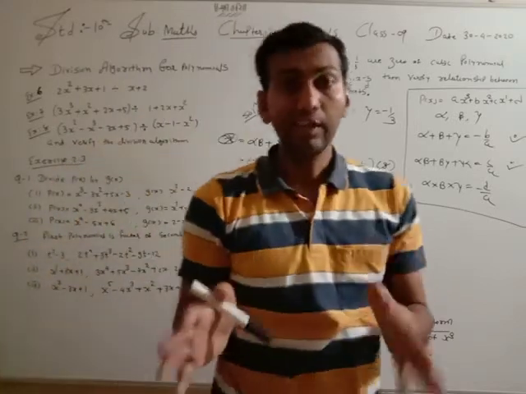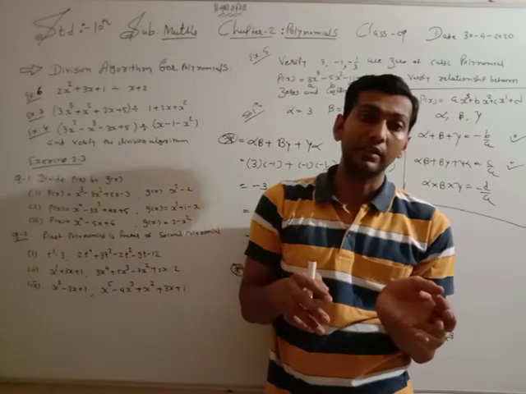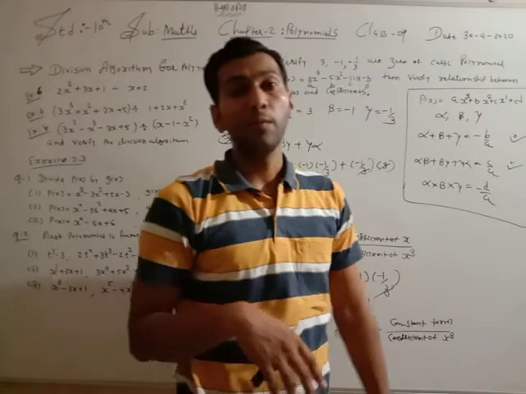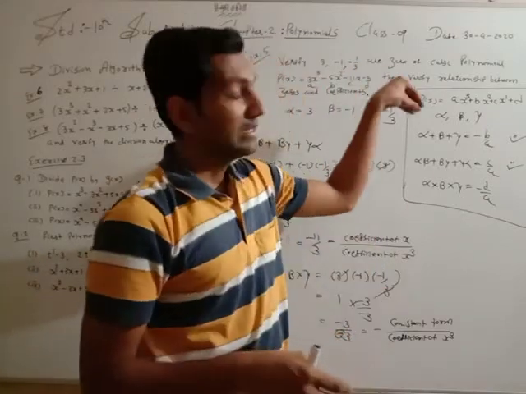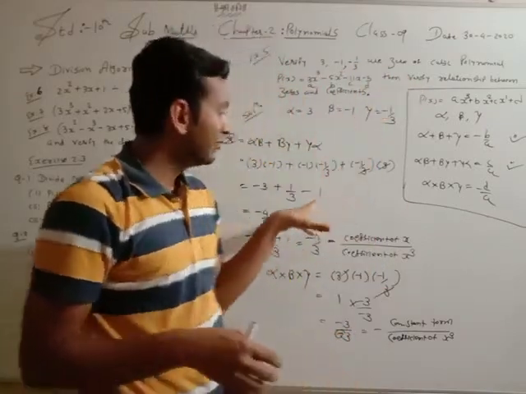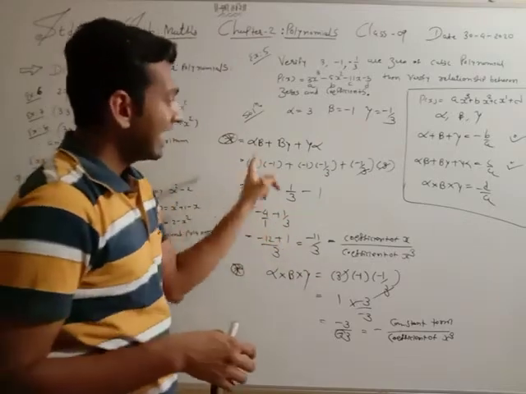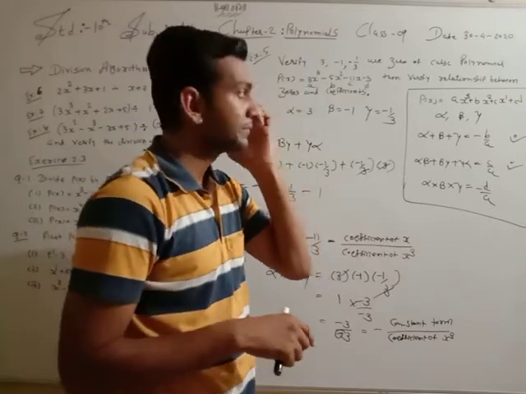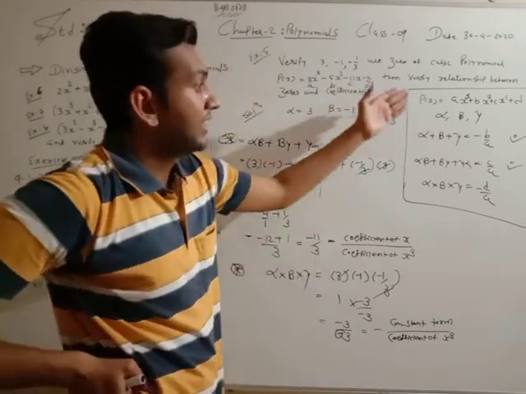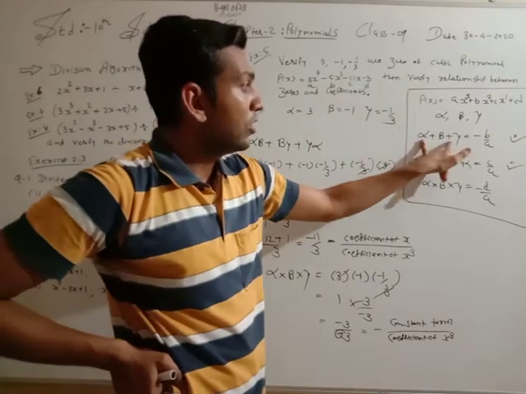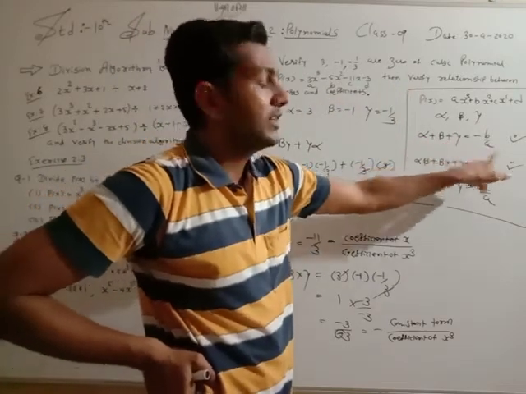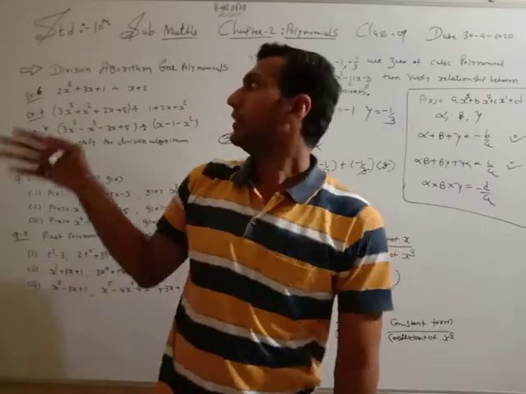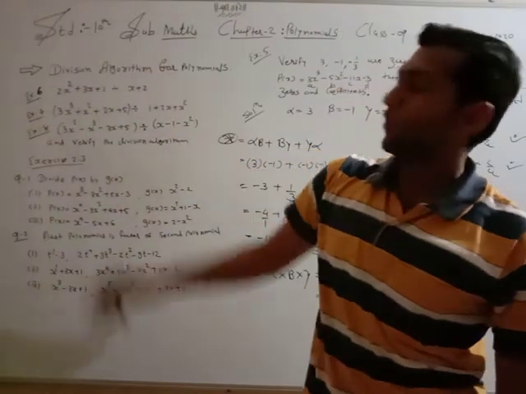So I hope you understand. If values are given in a sum and you must verify whether the given values are the zeros of the polynomial or not, just put all the values in the polynomial; if you get p of any value as 0, then the given value is a zero of the polynomial, and then the relation between the zeros and coefficients. Here I stop, and in the next video we will learn the division algorithm for polynomials.